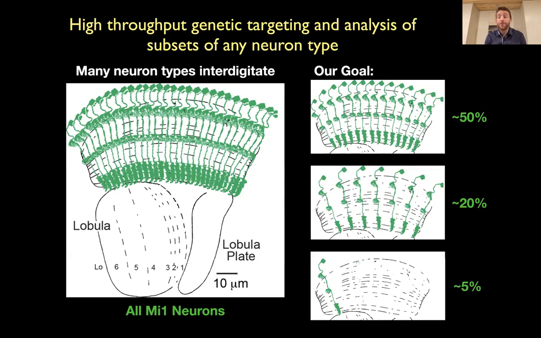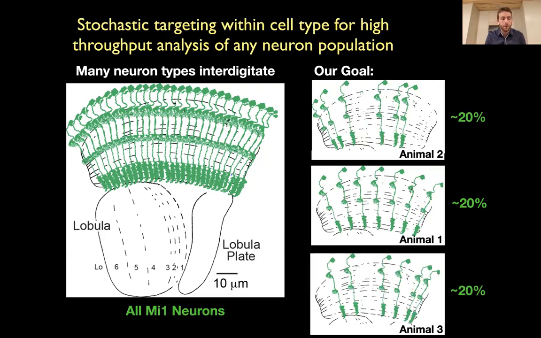If we only labeled 5% of these cells, we'd see these individual cells, but throughput would be suboptimal as there would be few labeled in each individual brain. Perhaps for a larger population of cells, 5% might work well. I also wanted the fraction of cells labeled to be precise between animals, so that if I looked at 3 different animals, for example, shown here on the right, I might target different particular Mi1 neurons, but I'd always be targeting 20% of them.